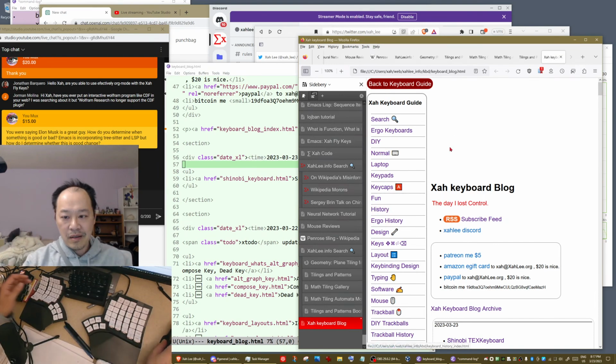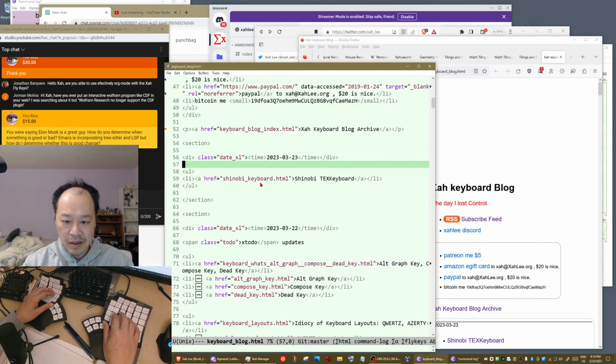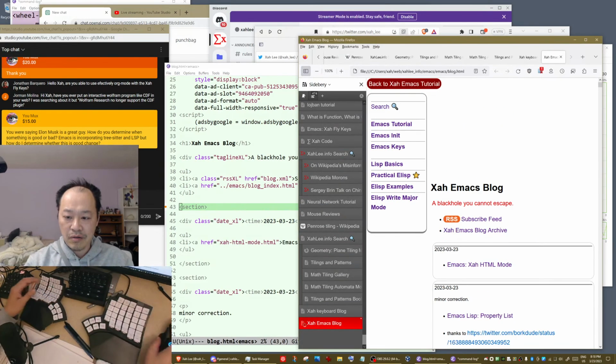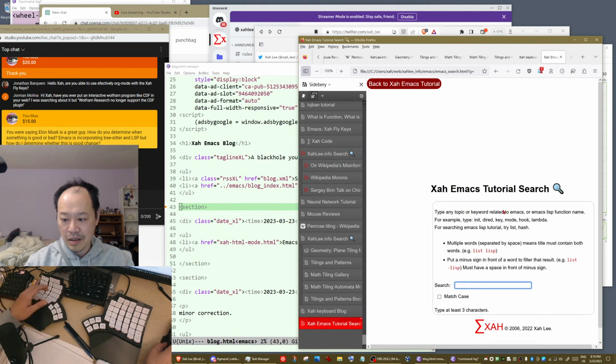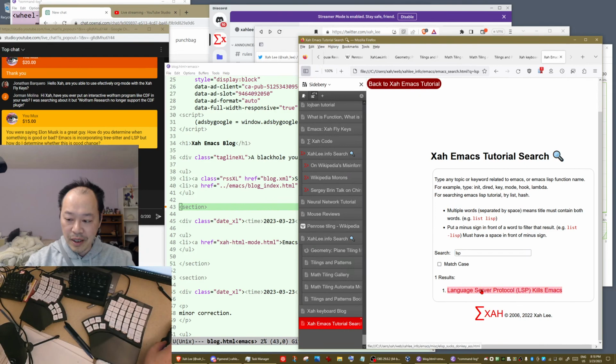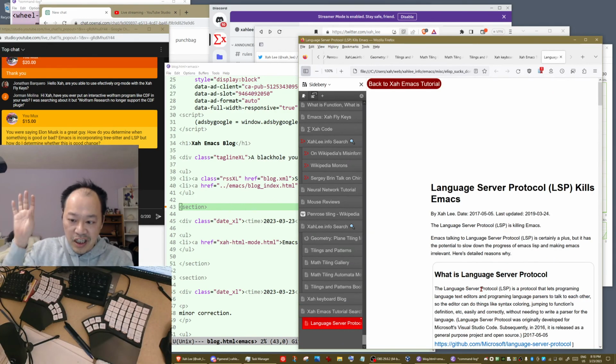Did we get that name right? Is it called LSP? Let's go to the Emacs blog and search LSP. Oh yeah, language server protocol. That's right. So, language server protocol kills Emacs.